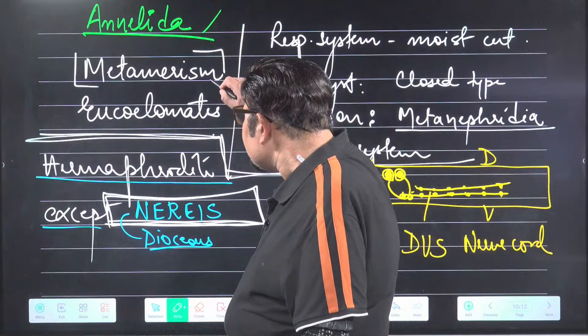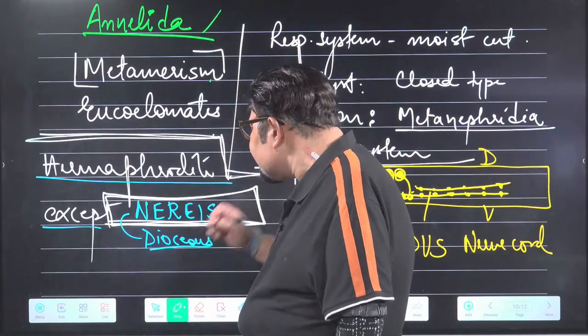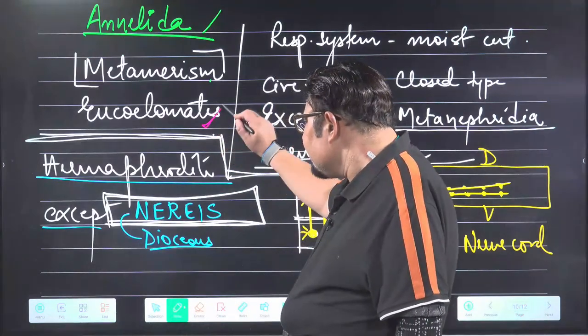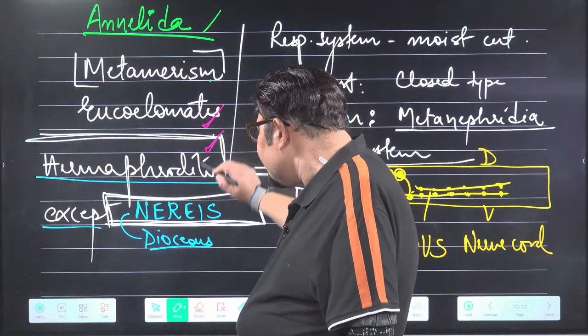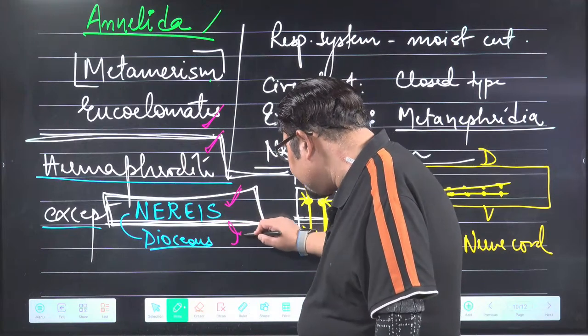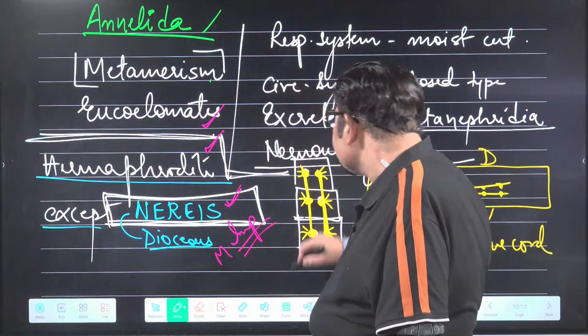Annelida: metamerism present. First time you have got metameric segmentation, true segmentation, and they are eucoelomates. First time a true coelom can be seen. Again, they are hermaphrodite, but Nereis is dioecious. And this is a very important point. I'll mark it most important.